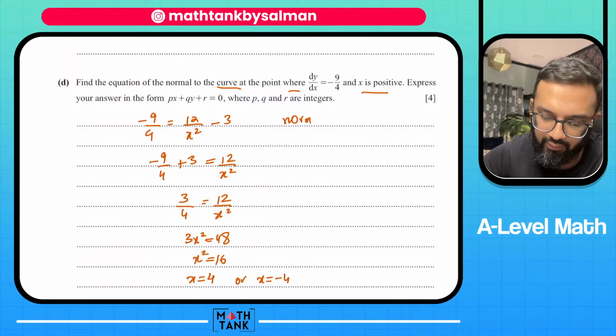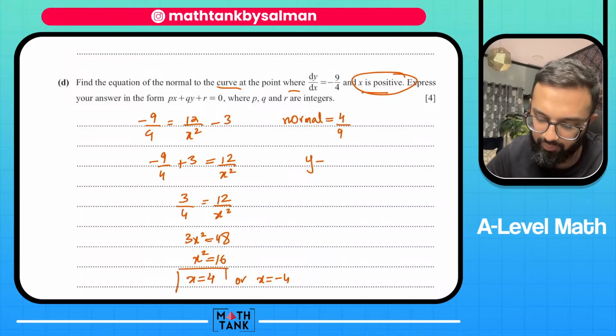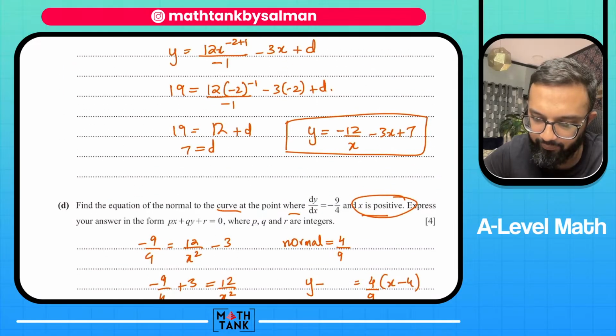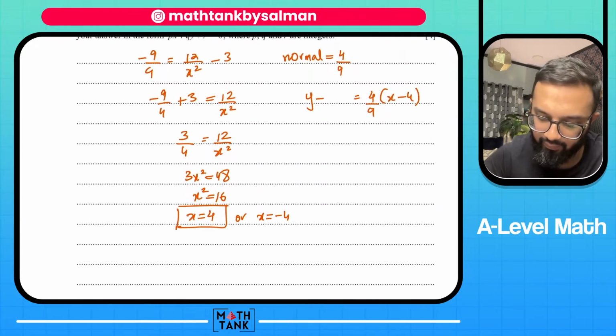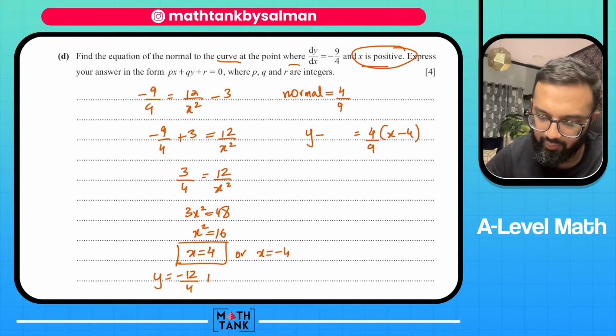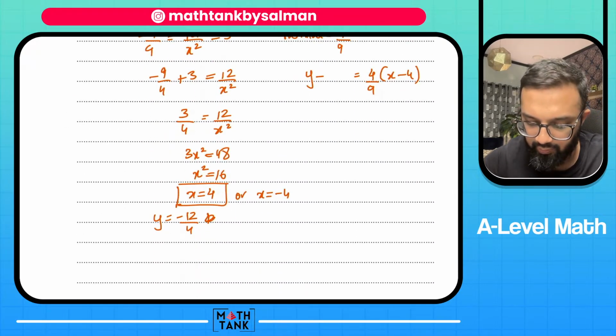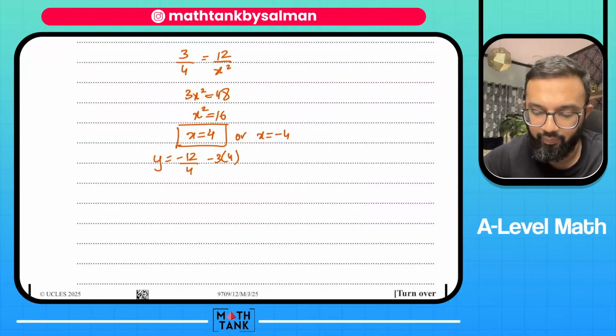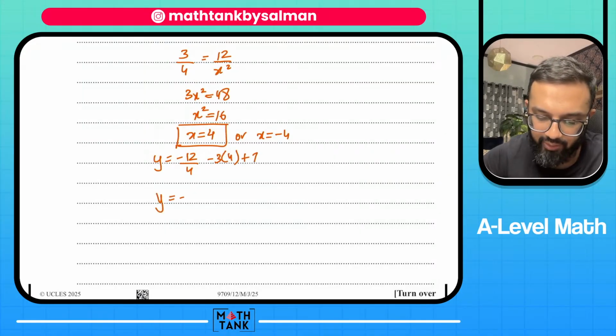Normal will have the gradient 4 over 9. So y minus y1. Okay. What point are we talking about? We're talking about the positive point. So I don't have the y coordinate of that point. I'm going to go back to my equation, y equals minus 12 over x, and find the y coordinate as well. So y is minus 3 minus 12 plus 7, minus 8.